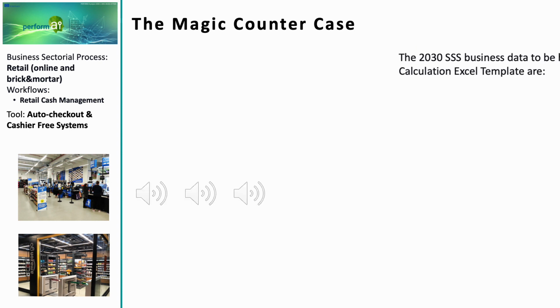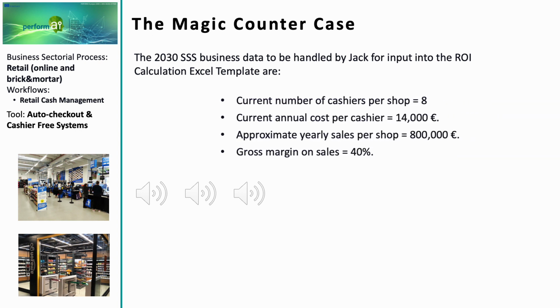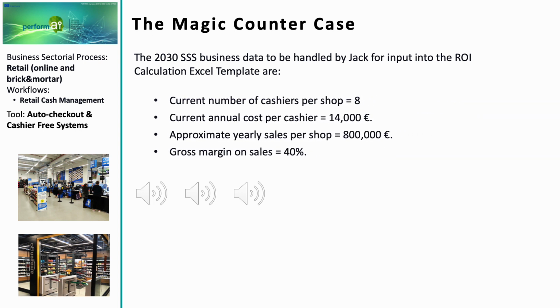The 2030 SSS. Business data to be handled by Jack for input into the ROI calculation Excel template are: current number of cashiers per shop equals 8. Current annual cost per cashier equals 14,000 euros. Approximate yearly sales per shop equals 800,000 euros, and the gross margin on sales equals 40%.